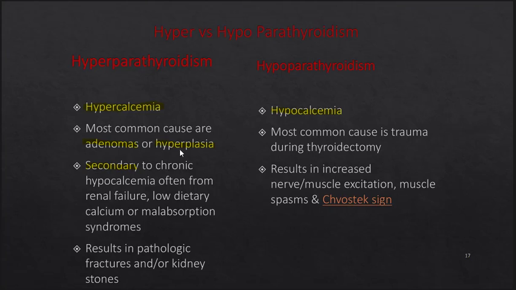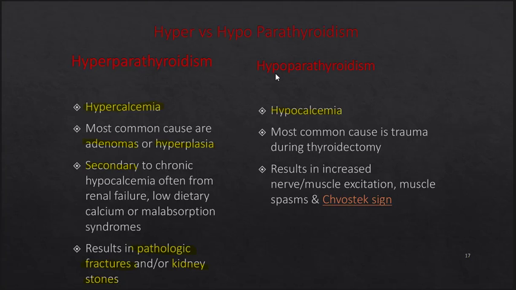What this can result in is pathological fractures, because we're pulling too much calcium from our bones because we're not getting enough calcium elsewhere. That can lead to weaker bones and fractures, but these are specifically called pathological fractures. And because of the accumulation of calcium within the blood from hypercalcemia, it can lead to the formation of kidney stones.